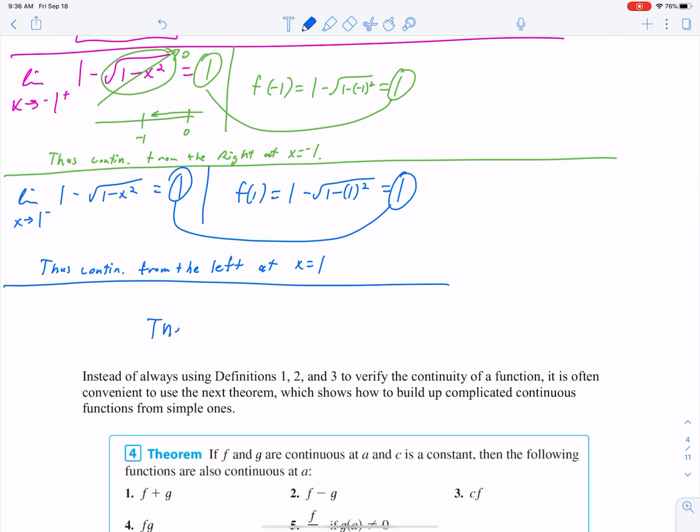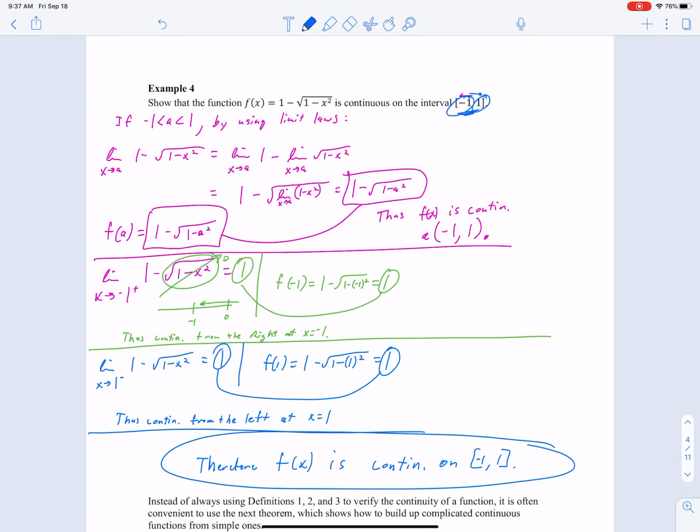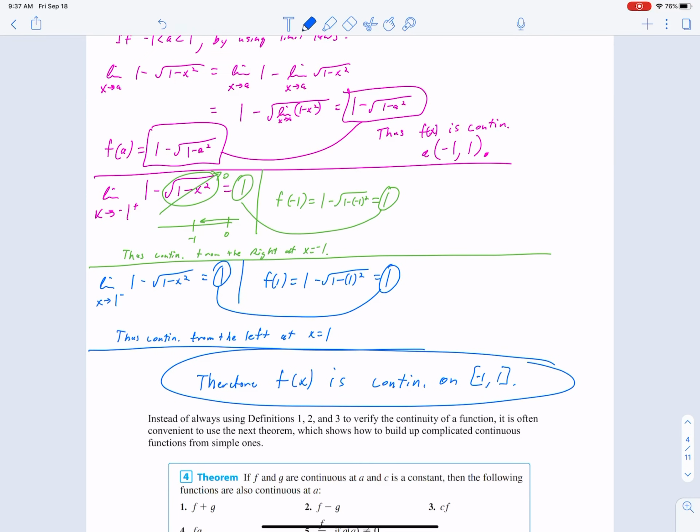Therefore, f of x, cannot write today, is continuous on the closed interval from negative 1 to 1. Okay, and that's what they asked us to prove. And this is a full proof. This shows every step. It uses the theorems we talked about, the definitions we talked about. You show this much work, you'll get full credit on a problem like this, and with the little statements in there. Okay?